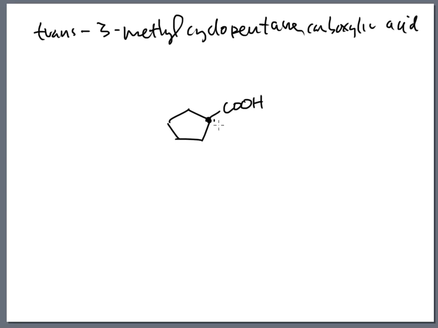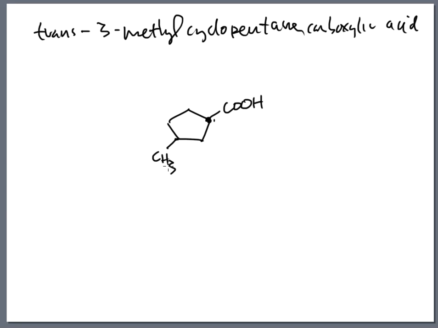Now, I don't really care which way you go around the ring. You'll end up with the same answer. It doesn't matter. So if you want to go counterclockwise because you're sinister like me, then do it. If you want to go clockwise around the ring, then do it. I don't care. So there's carbon 1, there's carbon 2, here's carbon 3. At carbon 3, I've got something, and that something is a methyl group. A methyl group is a CH3 group. There you go. There is 3-methyl cyclopentane carboxylic acid.